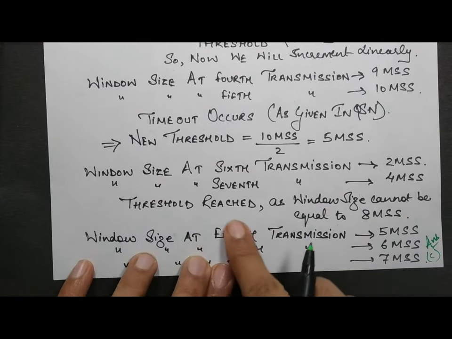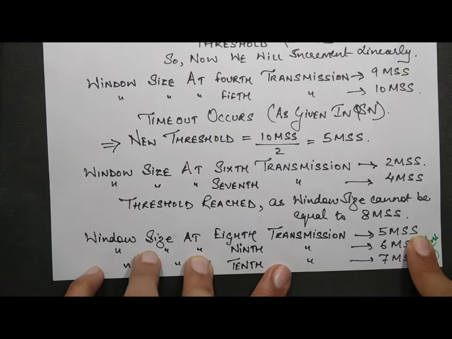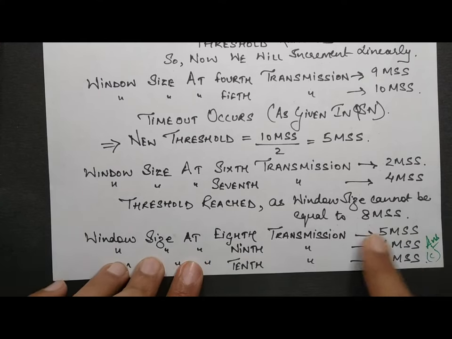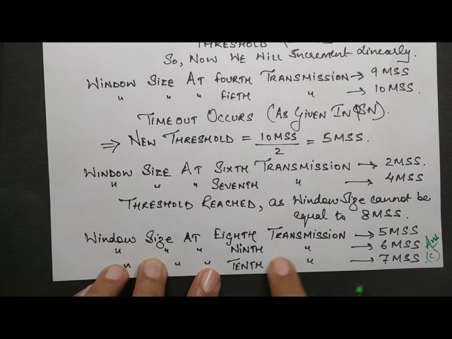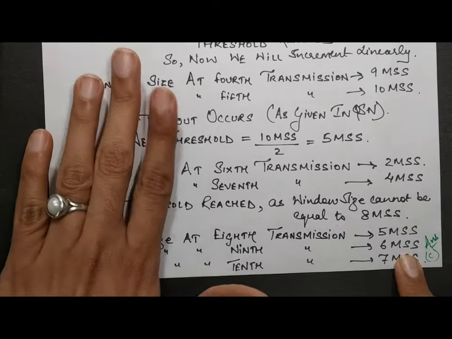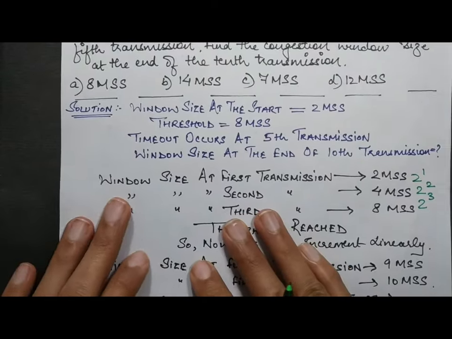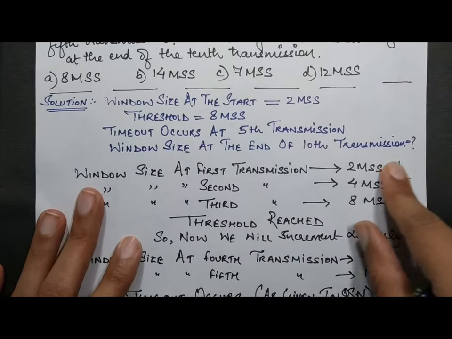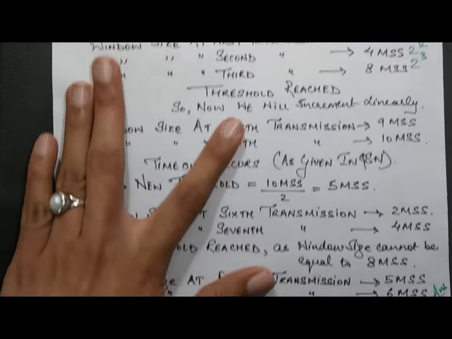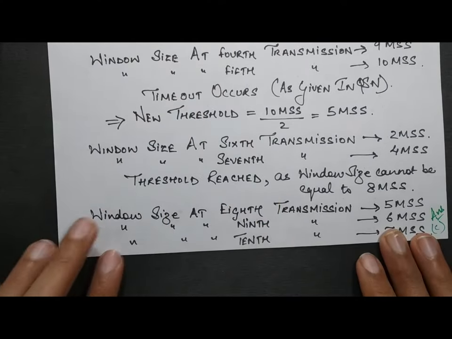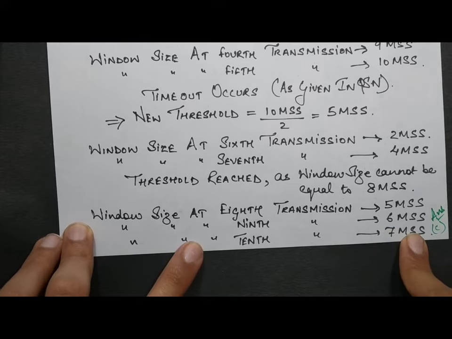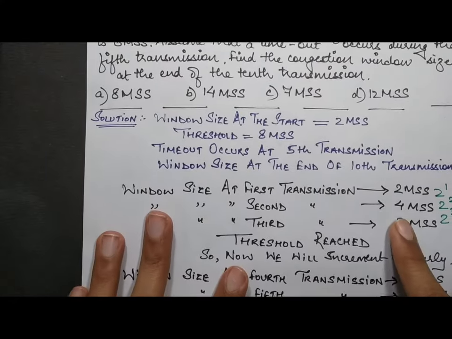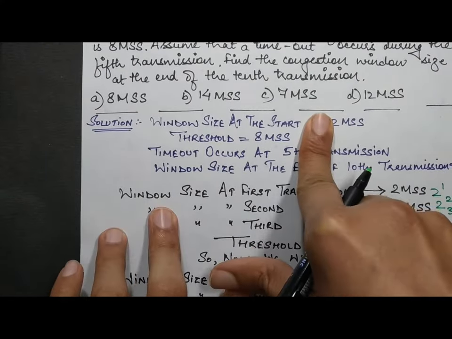So the window size at the 8th transmission will be 5 MSS. At the 9th, it will be 6. At the 10th, it will be 7. And what did we require? We were told to find the window size at the end of the 10th transmission. So the window size at the end of the 10th transmission is 7 MSS. Out of the options, we have the answer as option C.